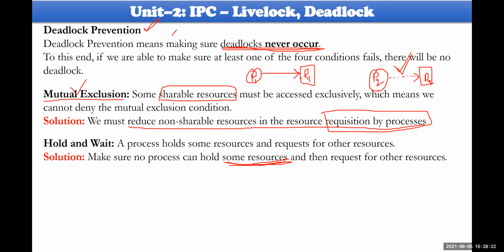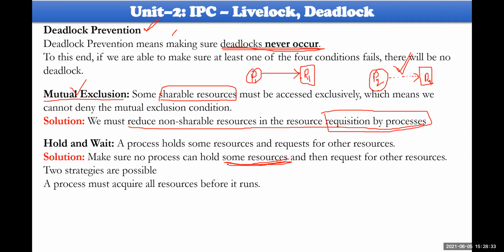అయితే దీంట్లో హోల్డ్ అండ్ వెయిట్ కి సంబంధించి ఏ ఒక్క ప్రాసెస్ కూడాను రిసోర్సెస్ ని హెల్డ్ అప్ చేయకుండా ఉండాలి. Then there are two possible solutions. A process must acquire all resources before it is going to run. Okay, ఒక ప్రాసెస్ ఎగ్జిక్యూట్ అవడానికి మునుపు అన్ని రిసోర్సెస్ ఒకేసారి తీసేసుకొని ఎగ్జిక్యూట్ చేయడం. సో a process requests for resources and it must be holding none.